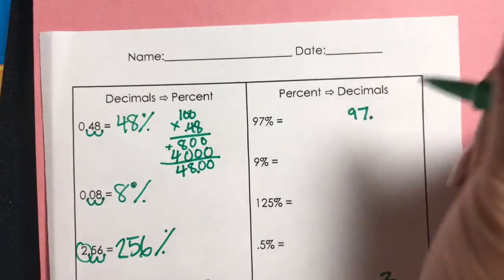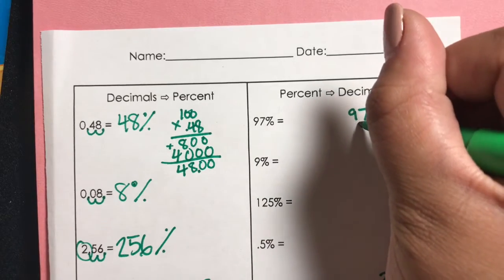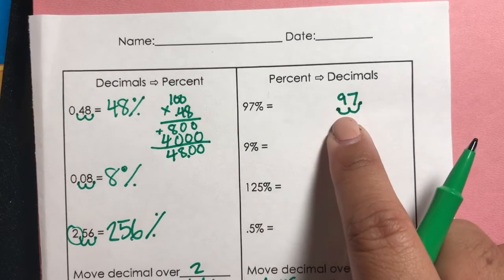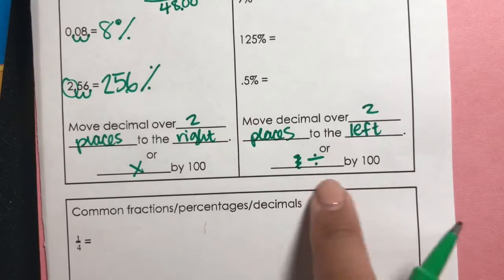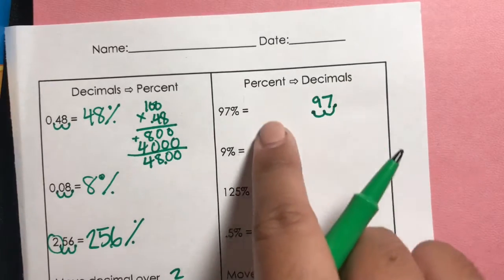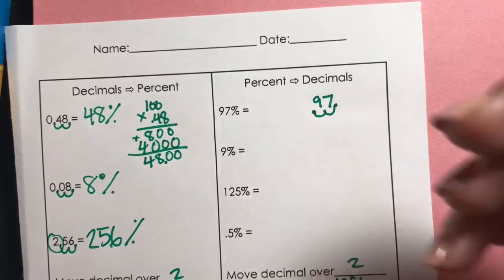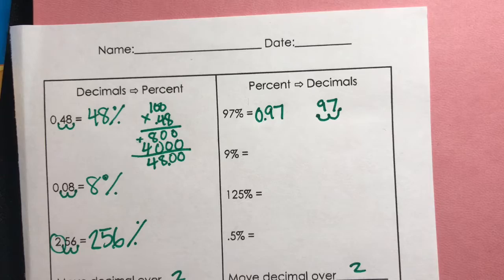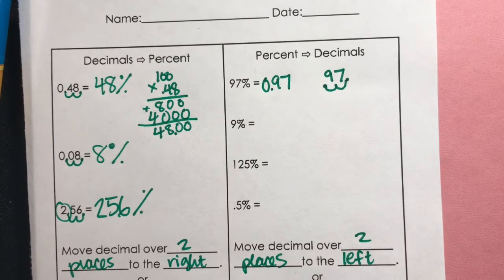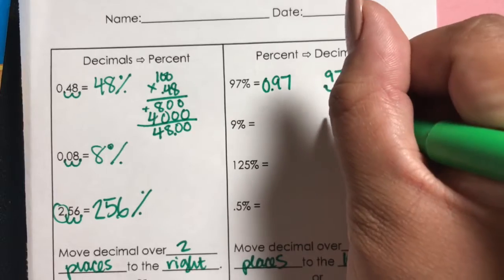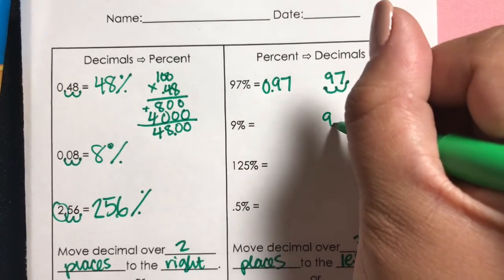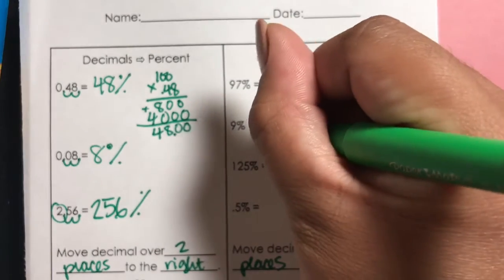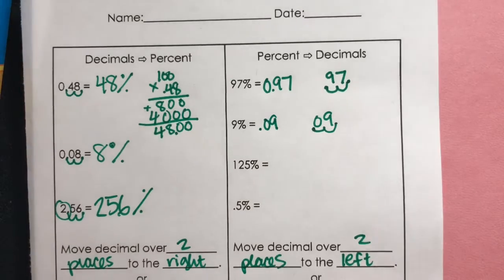So all we need to do is take that decimal and move it 2 places to the left, which is the same thing as dividing by 100. If you want to go through the trouble of dividing it by 100, you can, but it's the same thing as just moving the decimal 2 places to the left. So it's 0 and 97 hundredths. Okay, same thing here. 9%. We have 9 and our decimal here. Move it over 2 places to the left, and it is 0 and 9 hundredths.